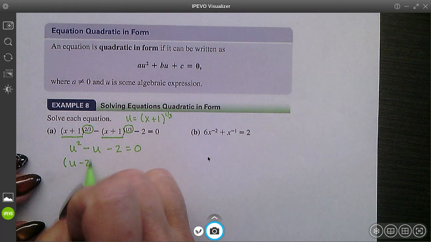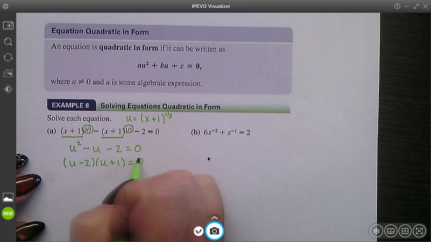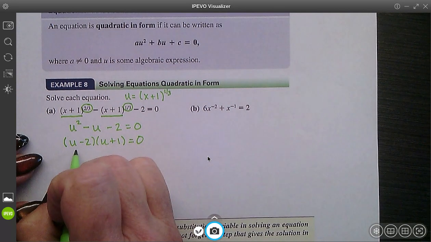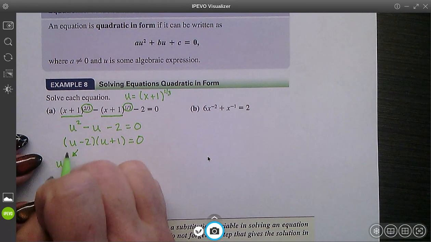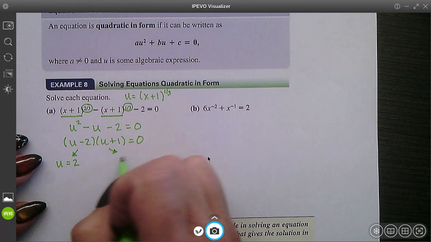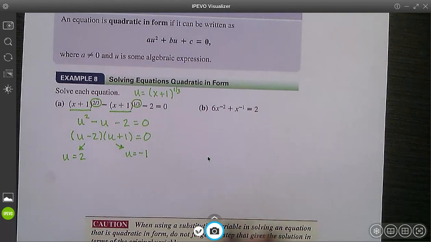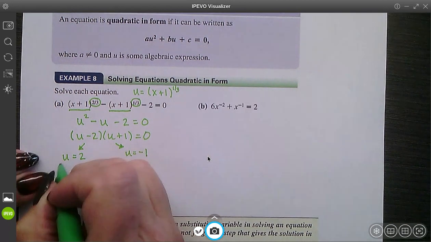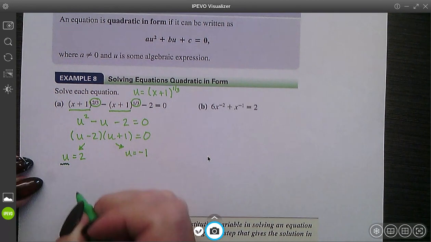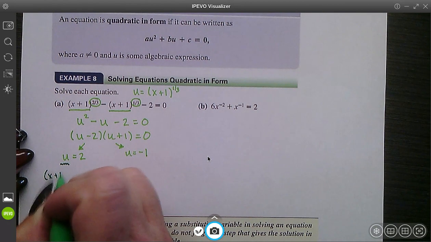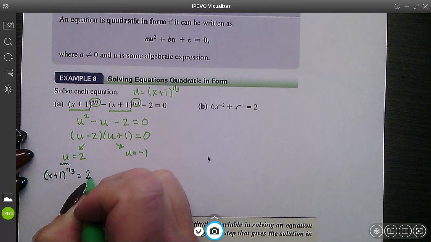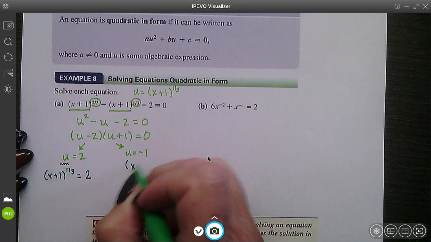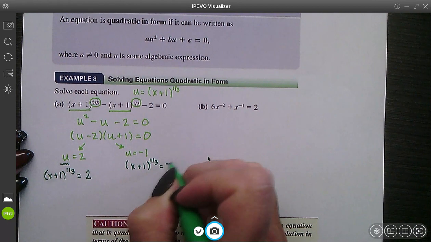This factors to u minus 2 times u plus 1 equals 0, which then gives us two proposed solutions. U equals 2 on that one. U equals -1 on that one. But the story doesn't end there, because the next thing we have to do is take what we had replaced before, this x plus 1 to the 1/3, and we're going to write it instead of u. So I'm going to write x plus 1 to the 1/3 equals 2. And I'll do the same thing on this one. X plus 1 to the 1/3 equals -1.